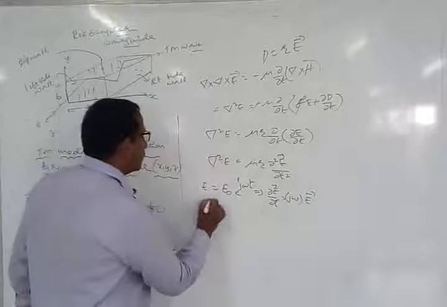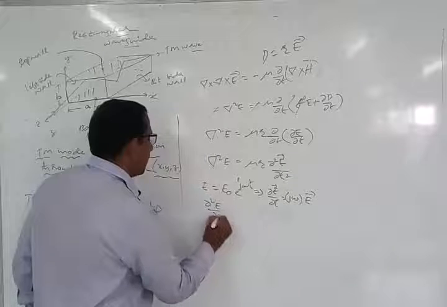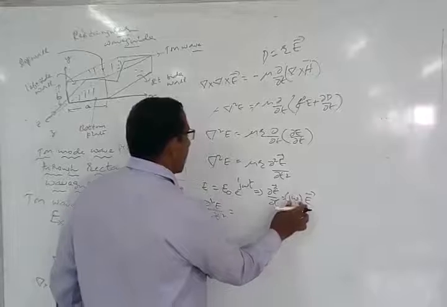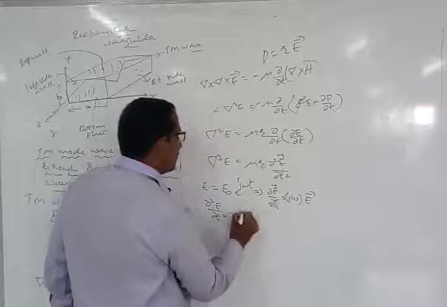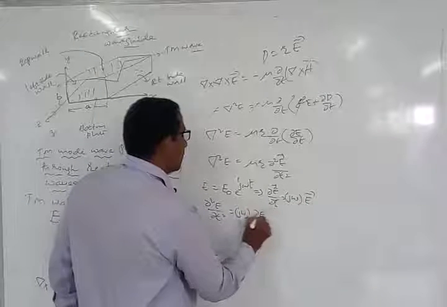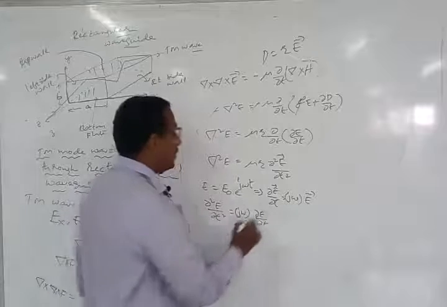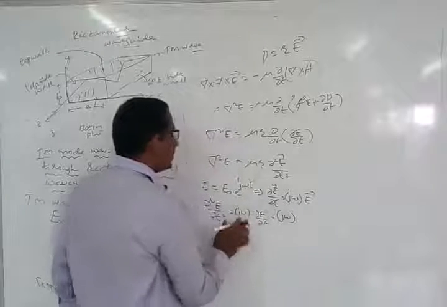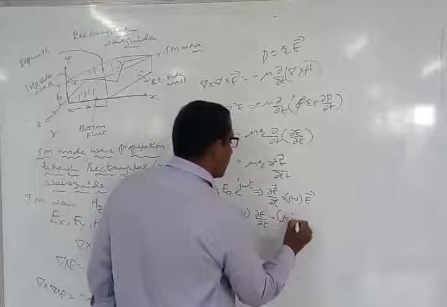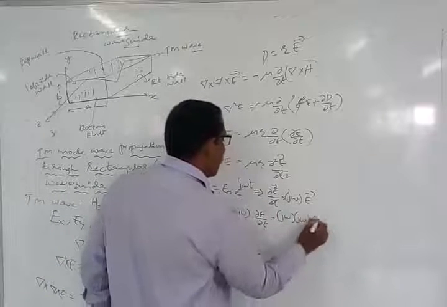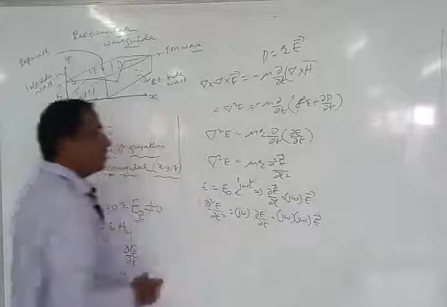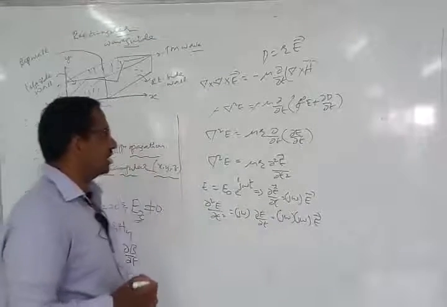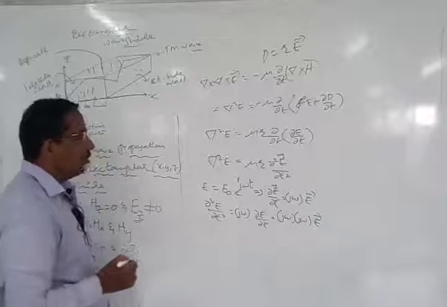Then next is dou square E by dou t square. This means I have to apply differentiation to this. That means j omega once again into dou E by dou t, so this is nothing but equal to j omega. Once again I will be having j omega here, so j omega into E, same as the previous one. Therefore j omega into E is the equation that I will be getting over here.